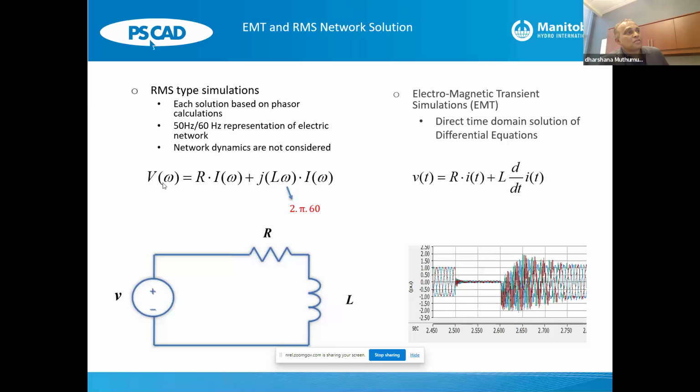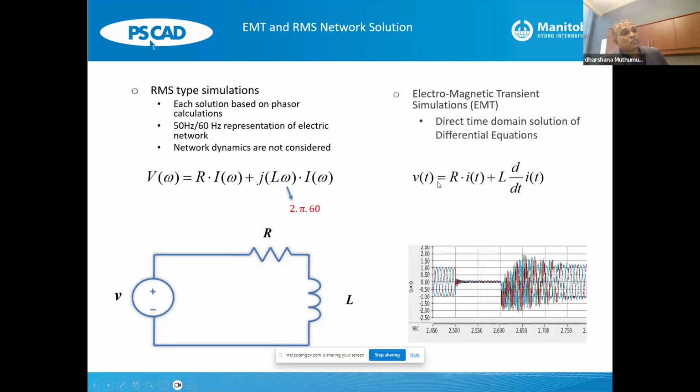You can see V equals IR plus jL omega times I. L omega is X, and X is calculated at either 60 Hertz or 50 Hertz, right? So the network impedance is represented at 50 Hertz, whereas in EMT, you don't have a concept of frequency. It's a time domain equation, right? So that's the big difference.